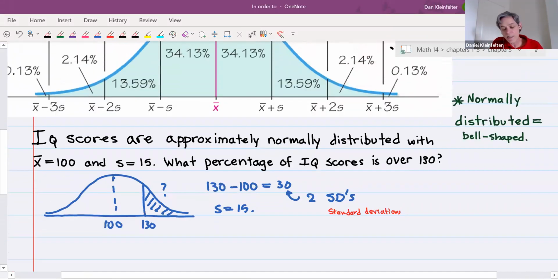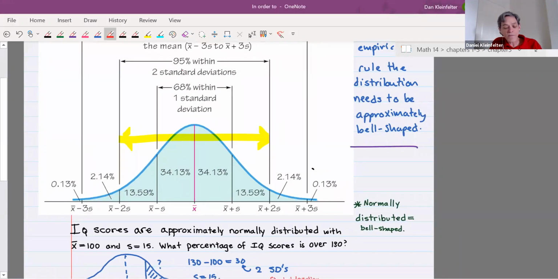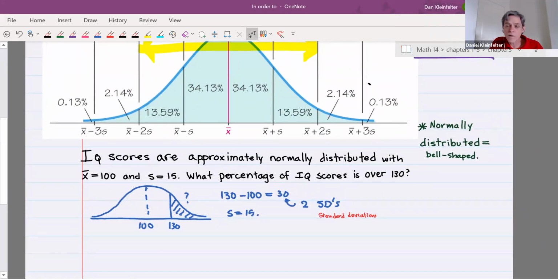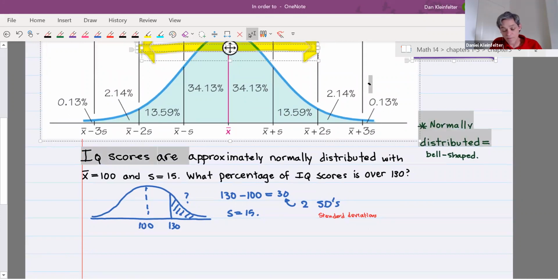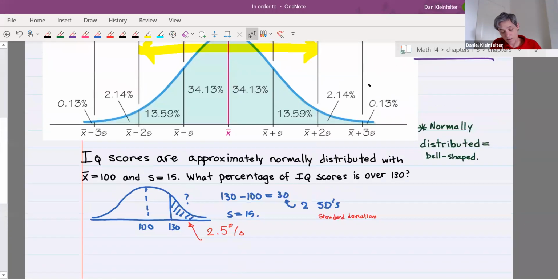All right, so we need to think about this and take a look at our chart perhaps. We know that 95% of the data is within 2 standard deviations of the mean. That means that in the 2 tails, we would have the rest of it, which would be 5% of the data, right? So 5% of the data is in the 2 tails. Using symmetry, then half of it would be in the upper tail. So that is 2.5% of the data. So 2.5% of the IQ scores are over 130.